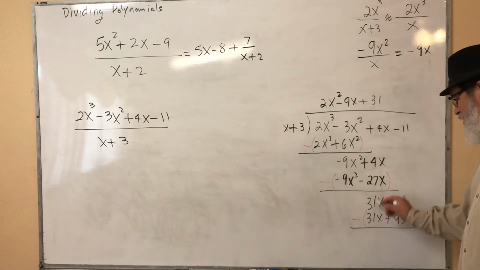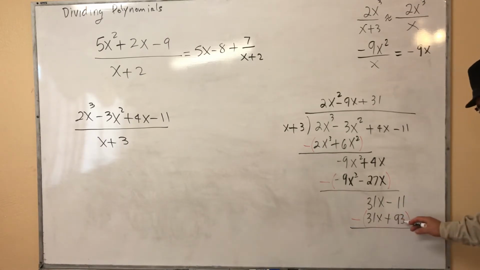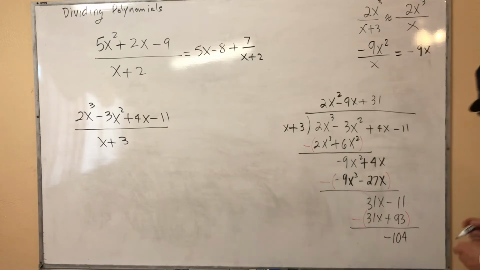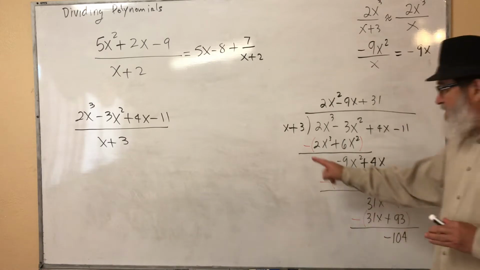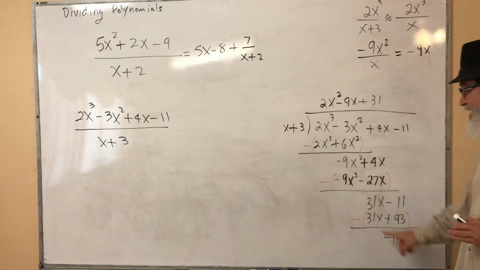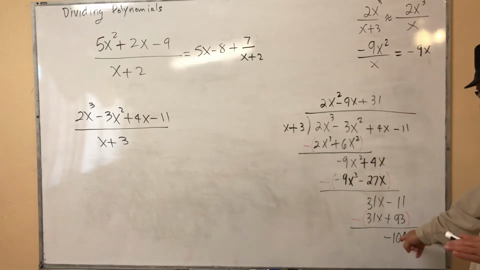This becomes negative, you get 0. And this becomes what? Negative 93. What's negative 93 plus negative 11? Negative 104. That must be the remainder, because the degree for this is 0, whereas the degree for this is 1. When the degree is less than that, you're done. That must be the remainder.